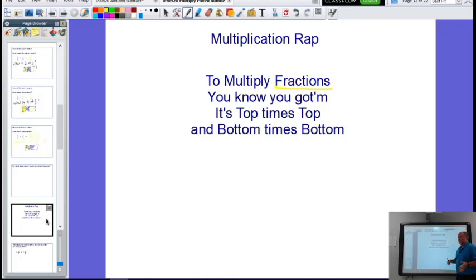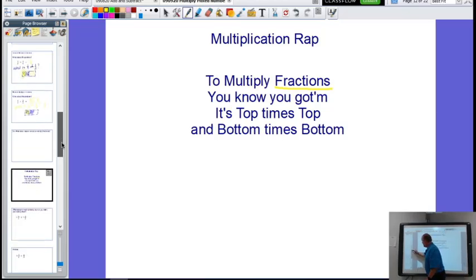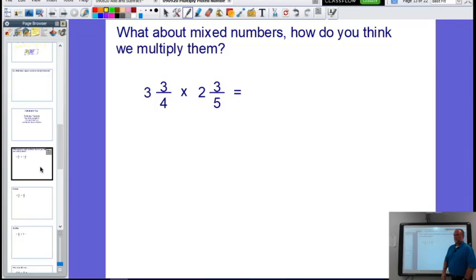So again, it goes like this. To multiply fractions, you know you got them. It's top times top and bottom times bottom. And then simplify. That's the wrap. So let's see if we can actually do this with a mixed number.